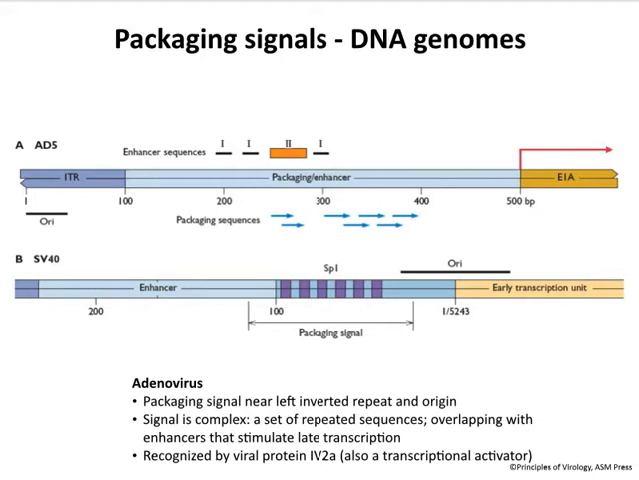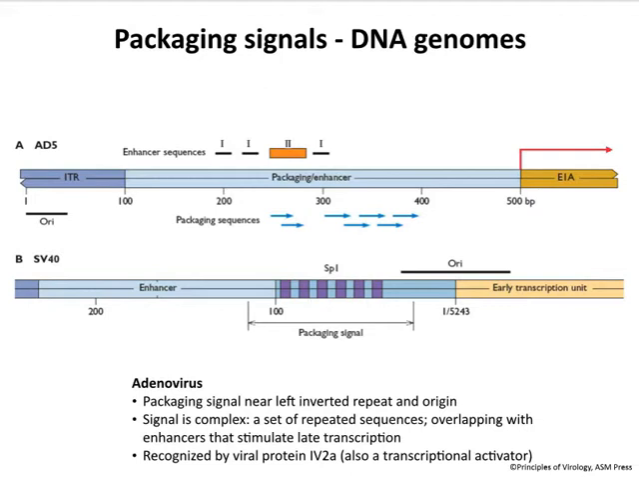At the bottom is the packaging signal for SV40. It's this series of bases around here. You can see that it overlaps with a series of SP1 binding sites. These are transcription factors that are needed for transcription of the early unit here. You can see it's right next to the origin of replication. So very compact genome. All these signals, transcription, DNA replication, packaging, they're all in a very close area.